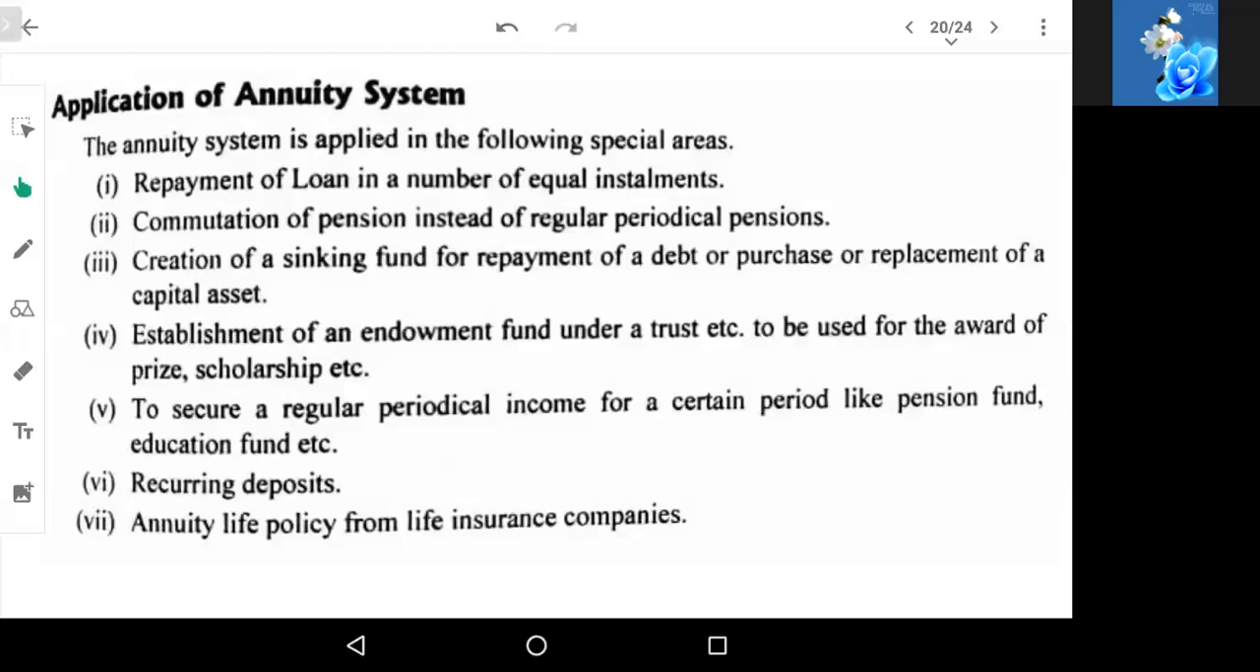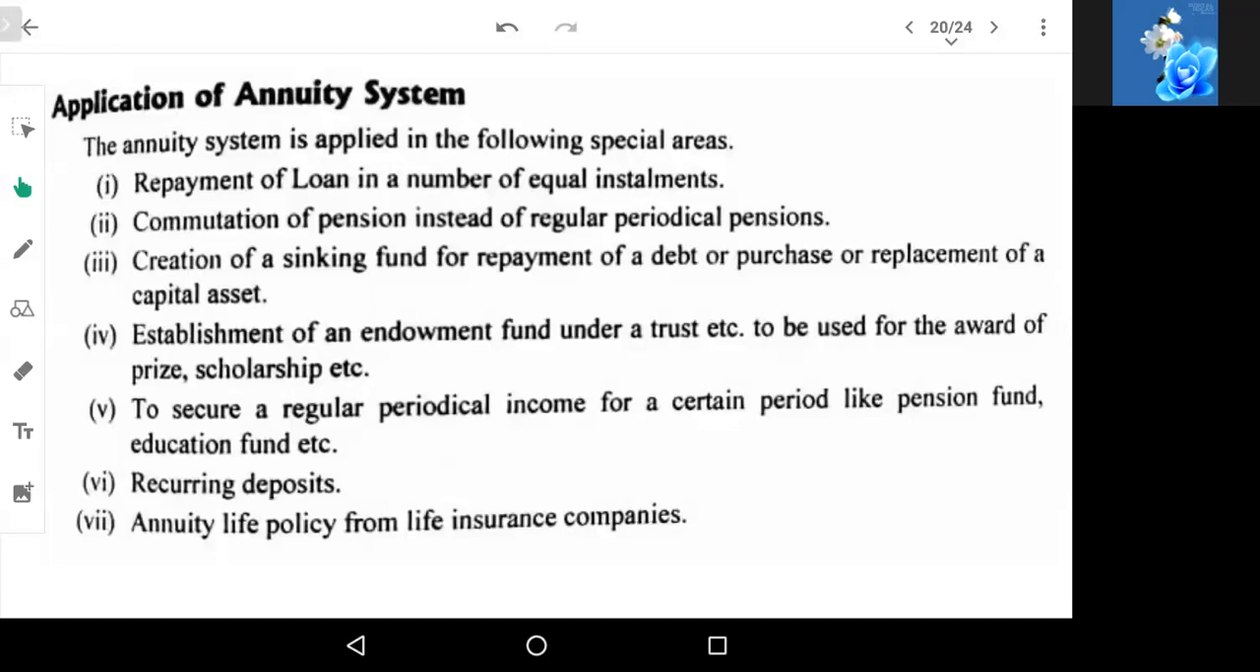And recurring deposit, I already explained. Banks will have fixed deposit. Similarly, there is another deposit called recurring deposit. In a recurring deposit, you need not invest at a time. You can invest every month, every day, every 15 days, every 3 months. Like that, you can do the recurring deposit. Now, this recurring deposit also uses the annuity system.